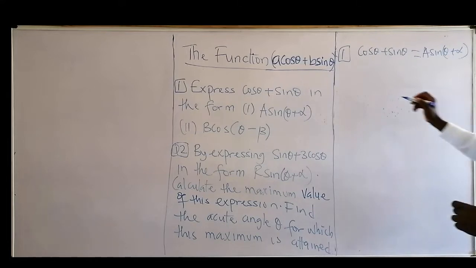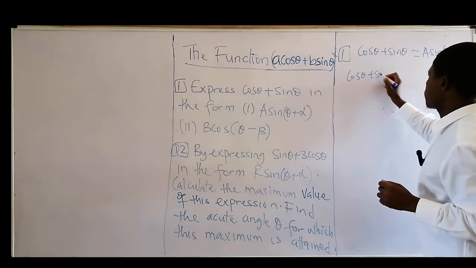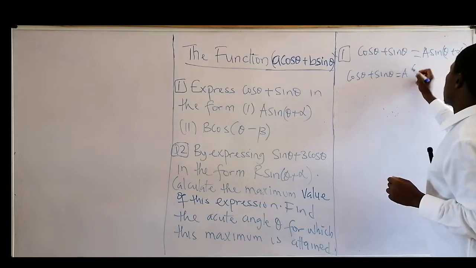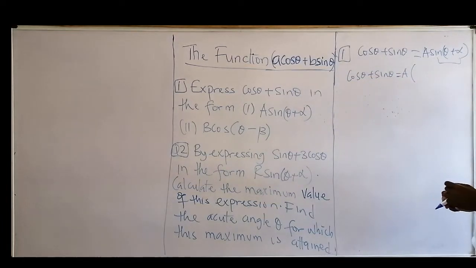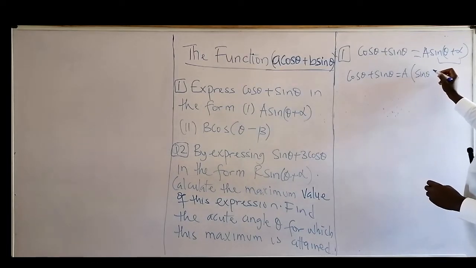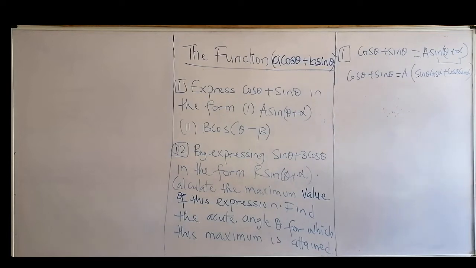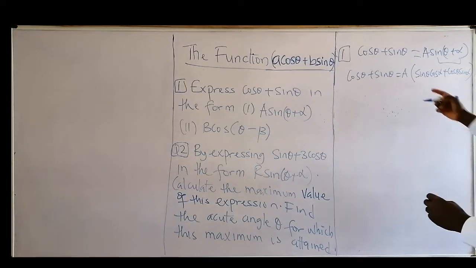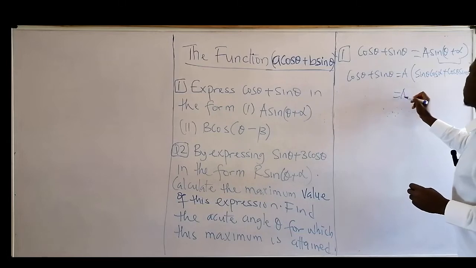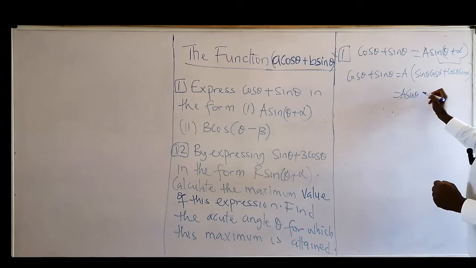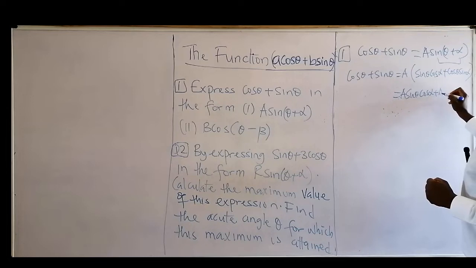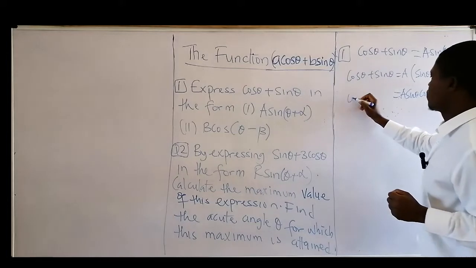Then the second step is to open the bracket and do the expansion using the addition formulae. That will be equal to sin theta cos alpha plus cos theta sin alpha. Then the next thing to do is to expand, or multiply, A sin theta cos alpha plus A cos theta sin alpha.